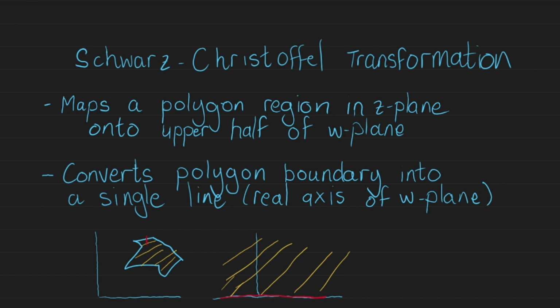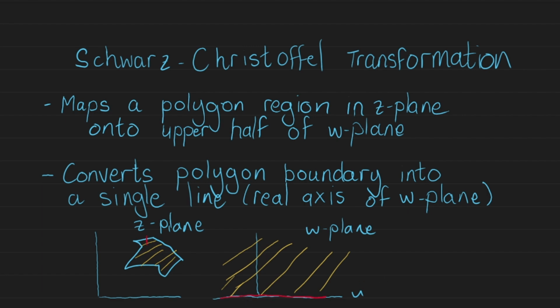the real axis. So remember that this is the w-plane and this is the z-plane. And we can now take this boundary and open it out and put it on the real axis of the w-plane. So instead of many different shapes, we just have a line. So this video is going to illustrate how to go about doing this.